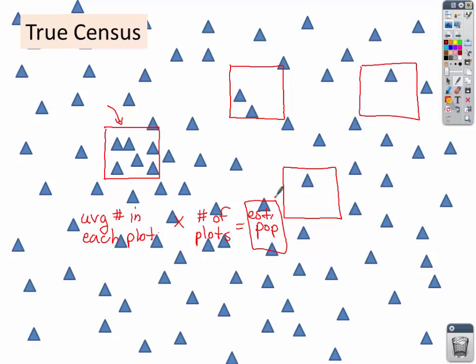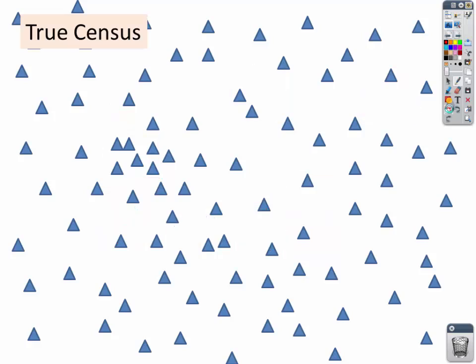This random plot might be a little bit better of a method. All right, but you need all the same size and random selections, and you plug it into your formula, and you get an estimated population. All right, so that's one way.